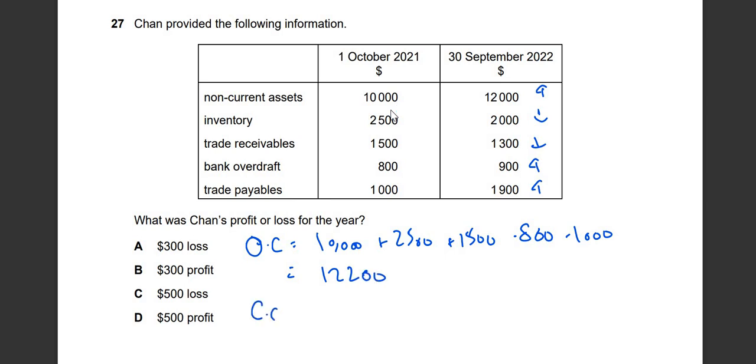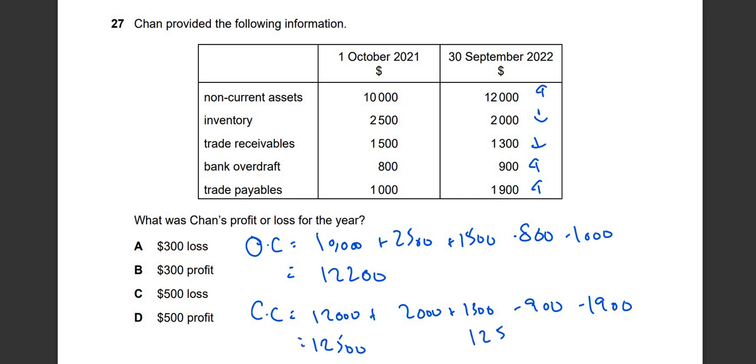Then we have closing capital. Closing capital is how much? 12,000 plus 2,000 plus 1,300 minus 900 minus 1,900. So this turns out to be 12,500. Subtract them both. 12,500 minus 12,200, you have an increase of 300, so that's your profit.